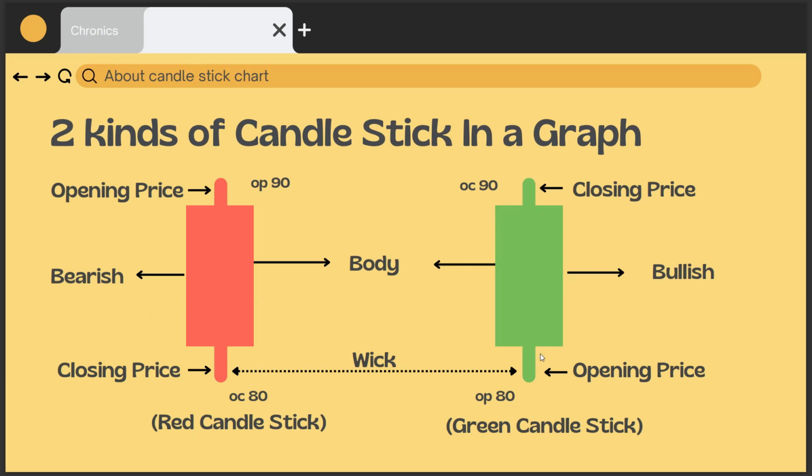Now if you see in the candlestick, there are these lines in the candlestick. So these define something. Now if you see the green candlestick, there's something called the closing price, and the bottom has an opening price. Now what is this closing price, opening price?